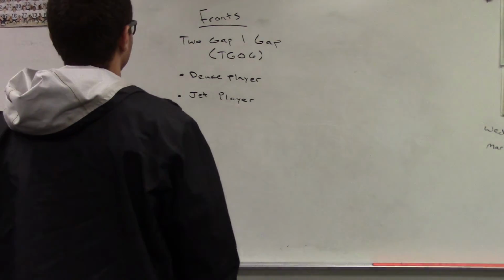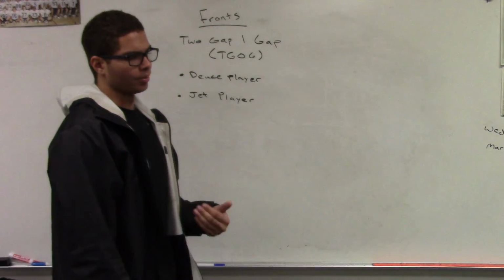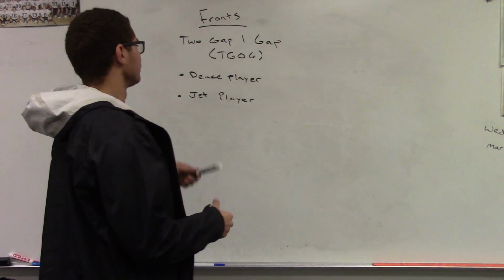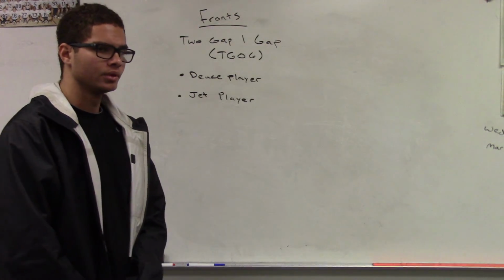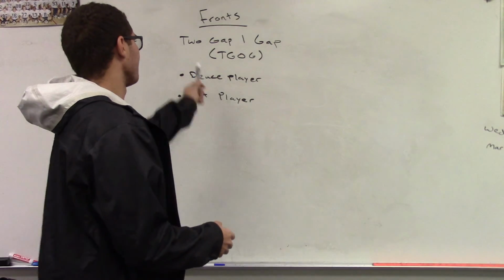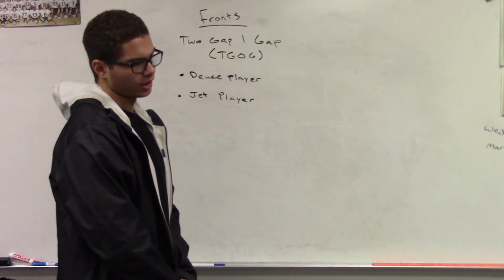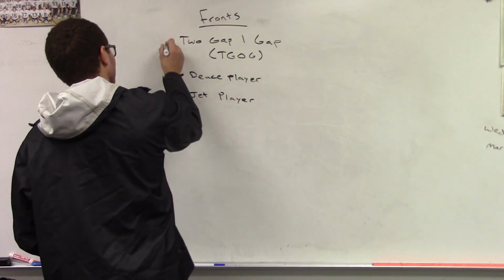Now we're going to talk about how we play, the style of front that we play in our base defense, which is what we call a two-gap, one-gap system. A two-gap, one-gap system. Okay. Now the two-gap is kind of a misnomer because we're not actually two-gapping. We'll talk about that in a second, but we're not actually two-gapping.